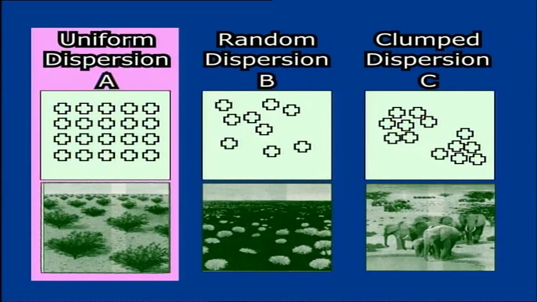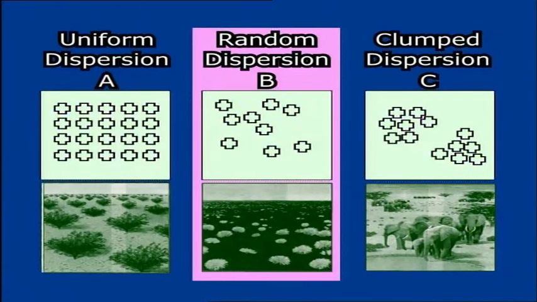A shows uniform dispersion. In regular dispersion, the individuals are more or less spaced at equal distance from one another. This is rarely observed in nature, but is common in managed systems like cropland. Some plants secrete chemicals that inhibit the germination and growth of nearby competitors, which result in even distribution of individuals. Animals with territorial behavior show this kind of dispersion.